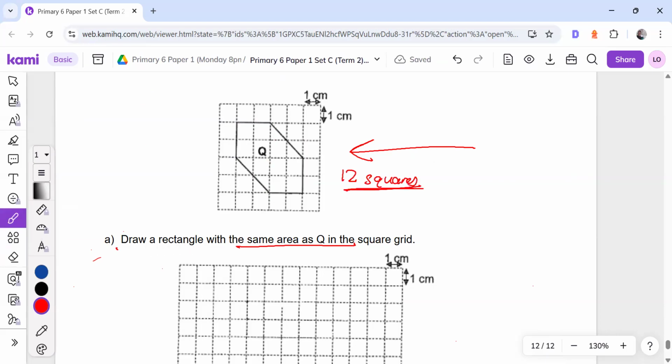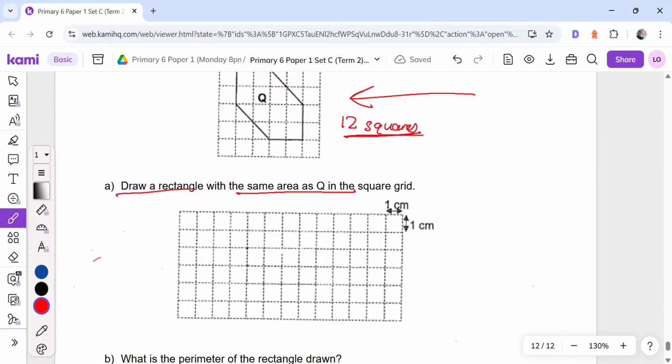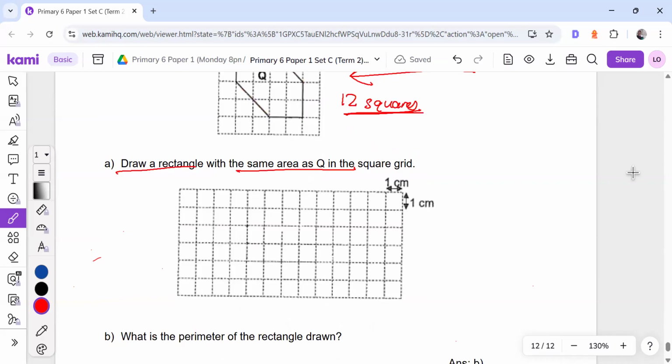So you have to draw a rectangle with the same area as Q. That's quite easy. So you just take 4 times 3. 4 by 3 or 3 by 4. So you look for 12 squares. Okay, look for 12 squares. So can you see something like that? So let me see 4. See like that. 12 squares.